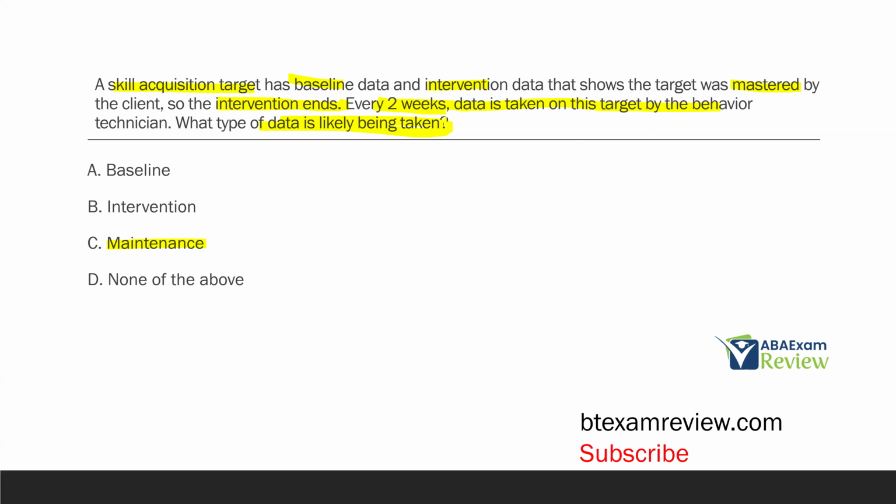This idea of every 2 weeks taking data is the behavior technician going back and making sure that the skill that was mastered is still there. So the type of data likely being taken is C, maintenance.